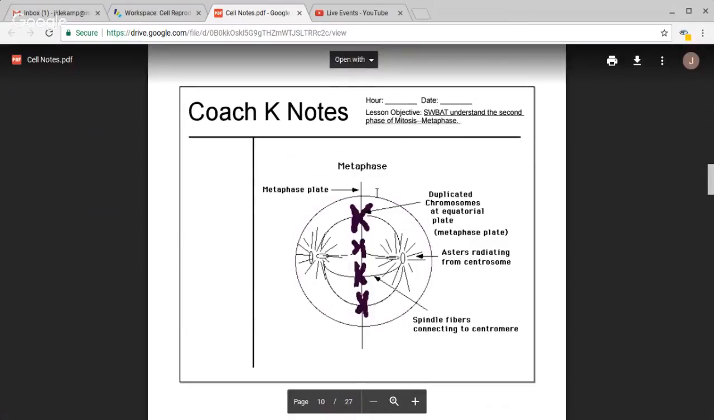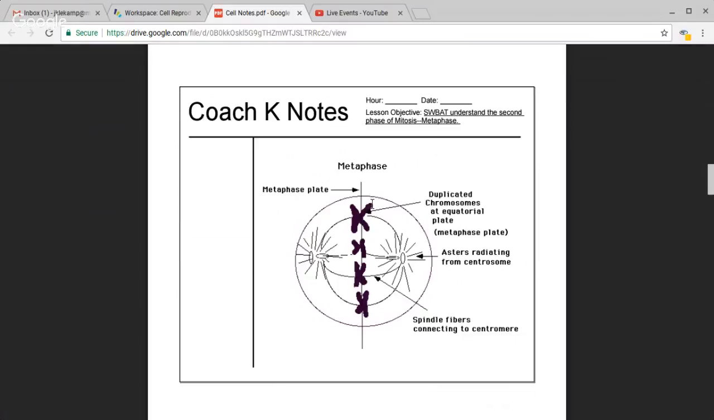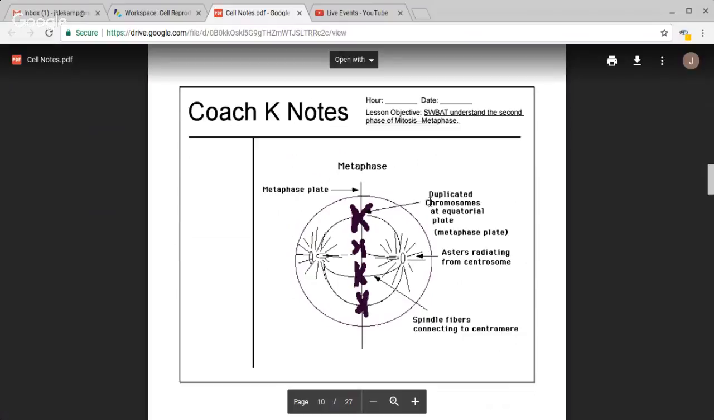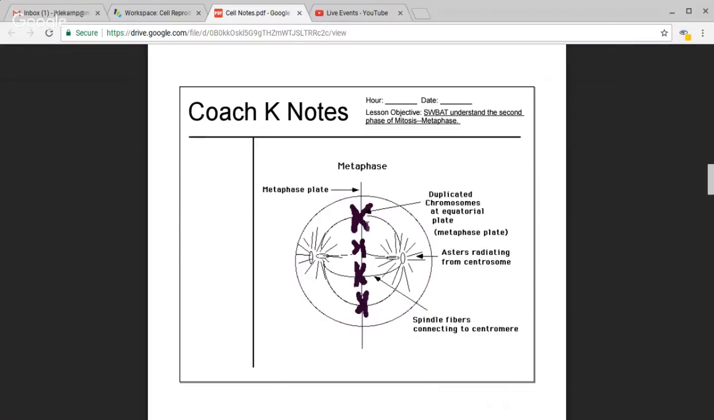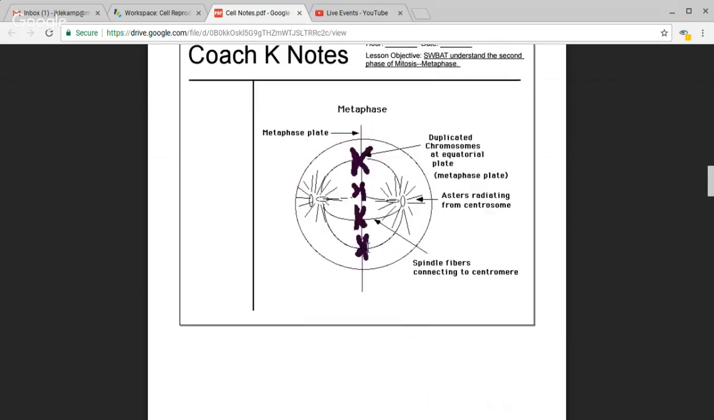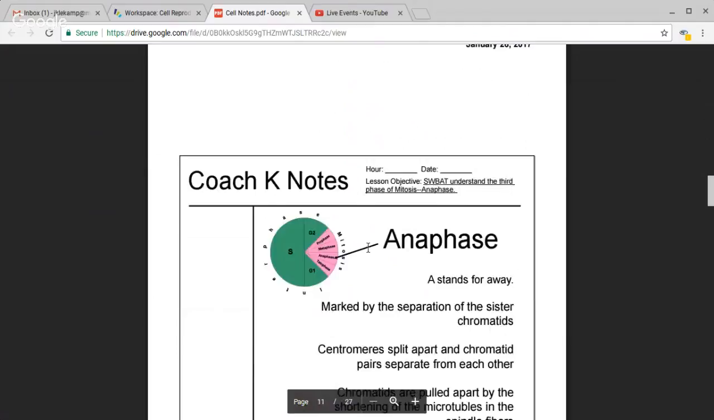So as you can see right here, this equatorial plate, or the metaphase plate, right here in the middle of the cell, you have your sister chromatids that are connected to the spindle fibers, and now they are lined up right in the middle of the cell.